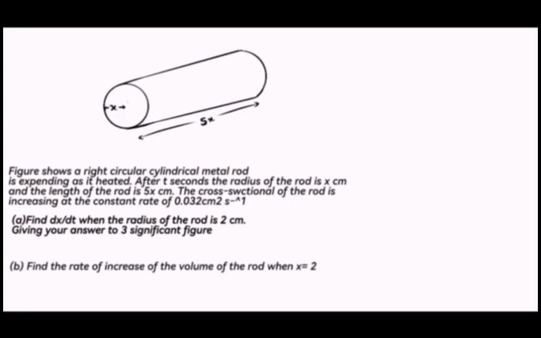The figure shows a circular cylindrical metal rod expanding as it is heated. After t seconds, the radius of the rod is x cm and the length of the rod is 5x cm. The cross-sectional area of the rod is increasing at a constant rate of 0.032 cm squared s negative 1. The first question is to find dx per dt when the radius of the rod is 2 cm, giving your answer to 3 significant figures.